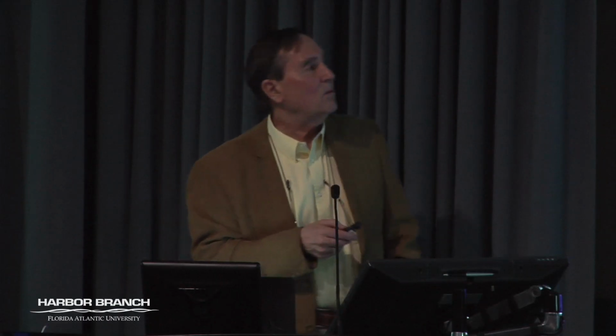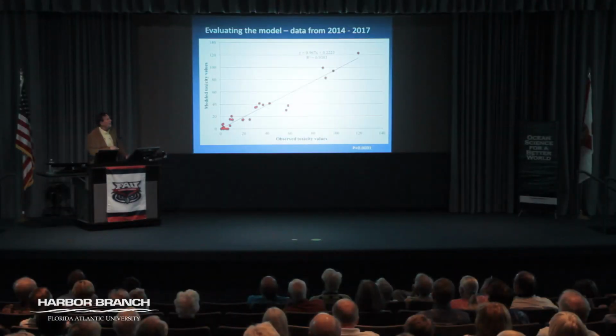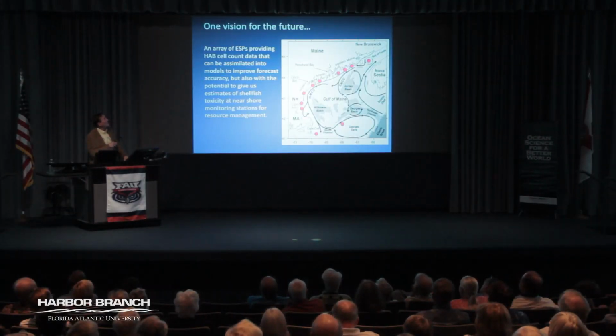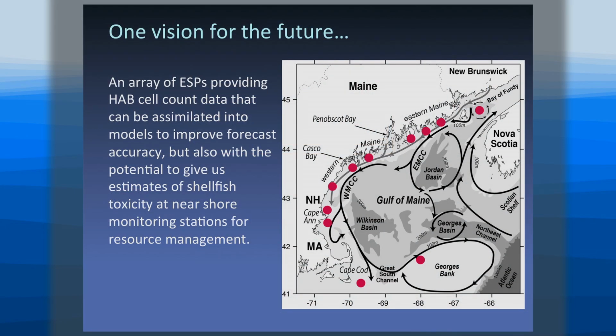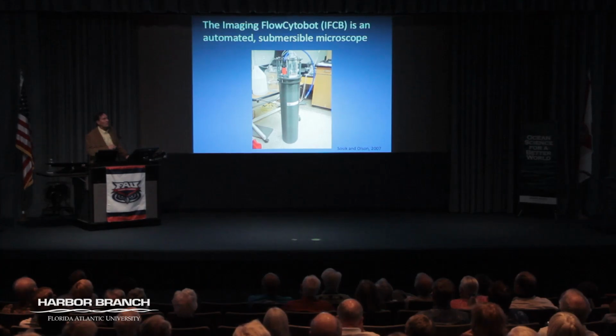So we now have the opportunity to use these instruments for a number of things, one of which is to actually try to give estimates of shellfish toxicity without the state having to do all of those kind of tests. So one vision of the future for us in monitoring these problems is to put an array of ESPs along the coast in key locations. So they can provide this cell count data that can be assimilated into the models, like I showed you, to make our forecast models better, but they can also give us estimates of shellfish toxicity at these nearshore monitoring stations to complement what the states are doing. So that's a big plus and a big advance.